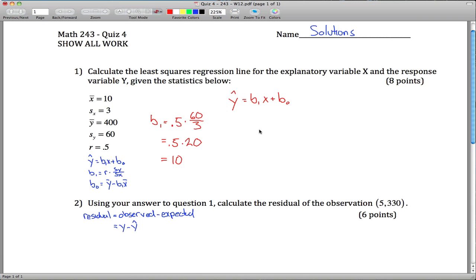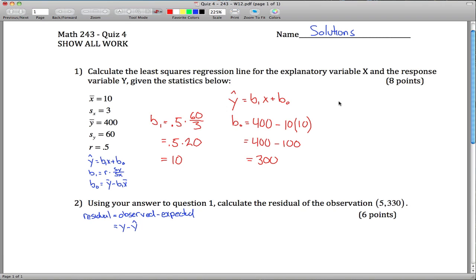Then we could figure out b0 just using this formula right here. b0 is the sample mean for y, which is 400, minus b1, which we just calculated was 10, times the sample mean of x, which is 10. So we got 400 minus 10 times 10 is 100, which equals 300.